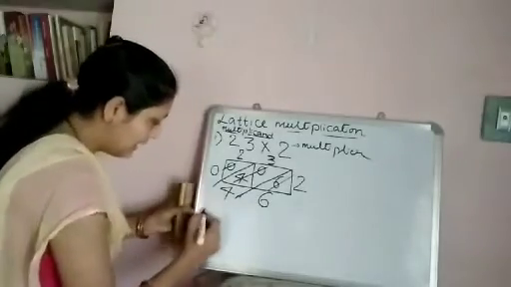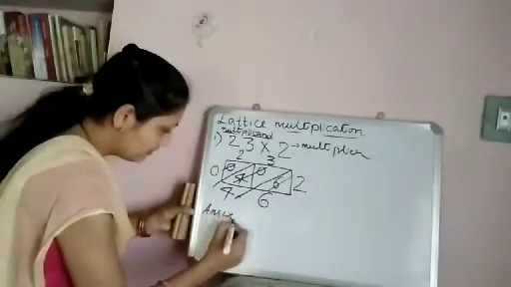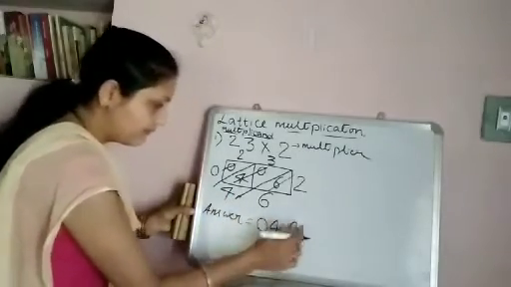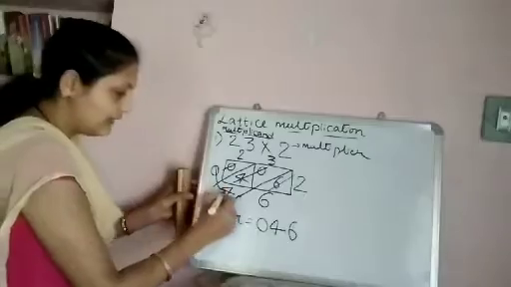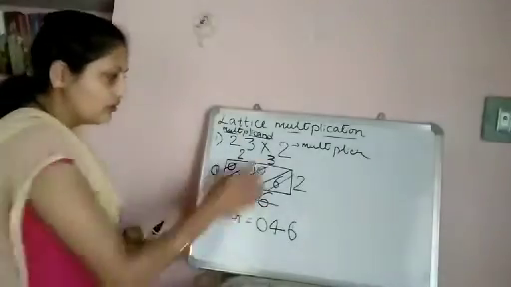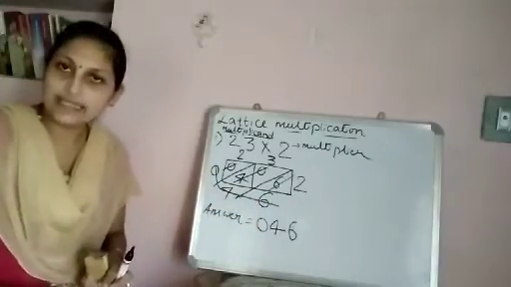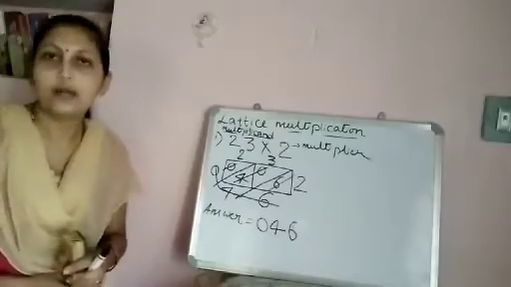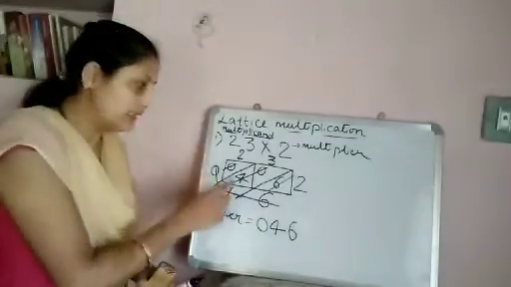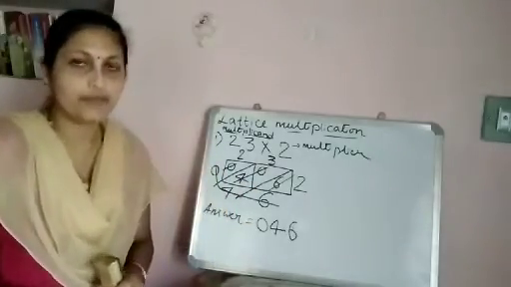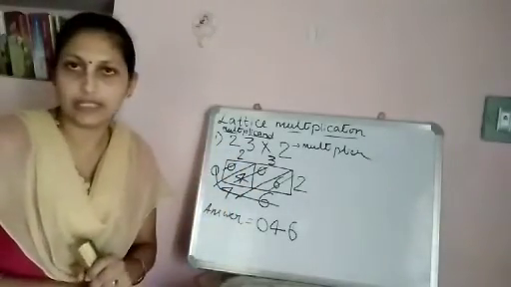So what is the answer? The answer is equal to 0, 4, 6. Like this you will take the digits for writing the answer. So this is called lattice multiplication. Here we multiply the numbers using a grid or boxes. So this is another way of multiplication.